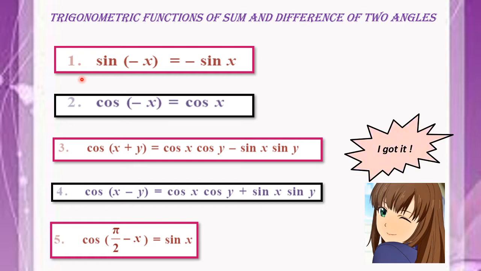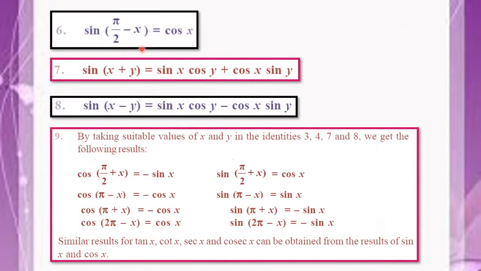Sine minus x is equal to minus sine x and cos minus x is equal to cos x. These two things we discussed even in the last video. Then we have addition of two angles: cos(x+y) is equal to cos x cos y minus sin x sin y. Same way we have for difference. Then we have cos(pi/2 - x) is equal to sin x. This is nothing, just the complementary angles that you have already done in class 10th.